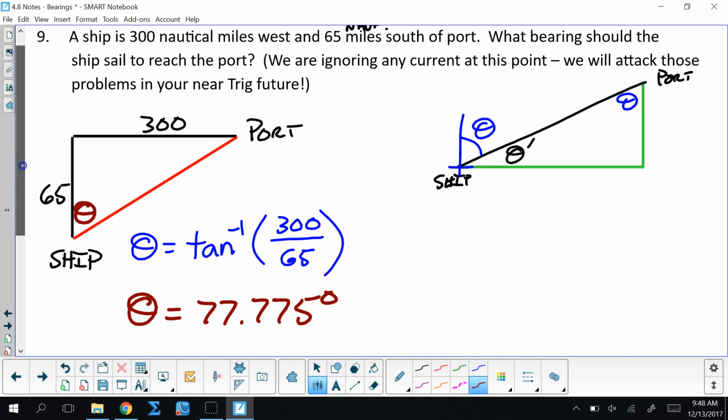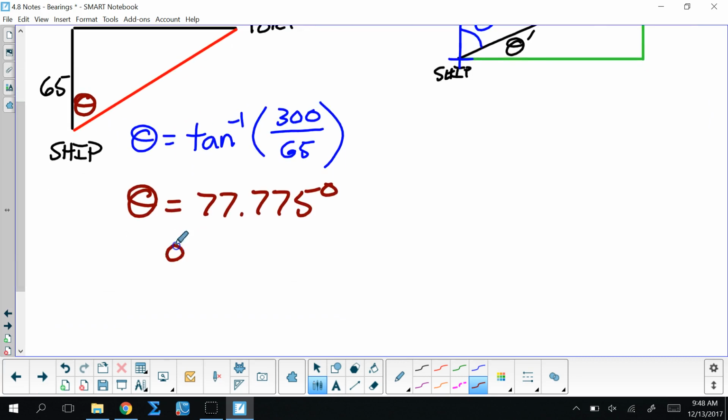If I wanted to write that, I would be heading north 77.78 degrees east. Because I want to go that way. Because I'm going to the left, or to the right. Right is east. It's either one.